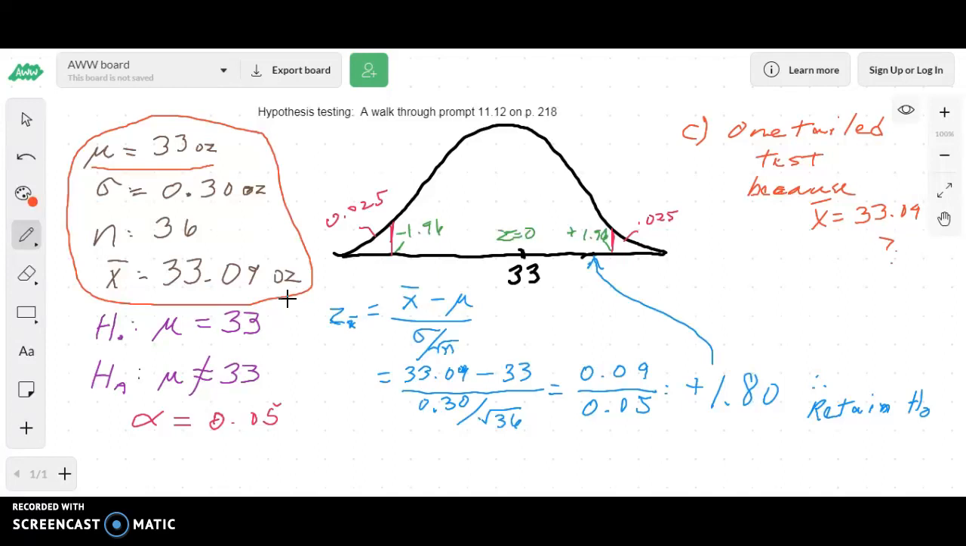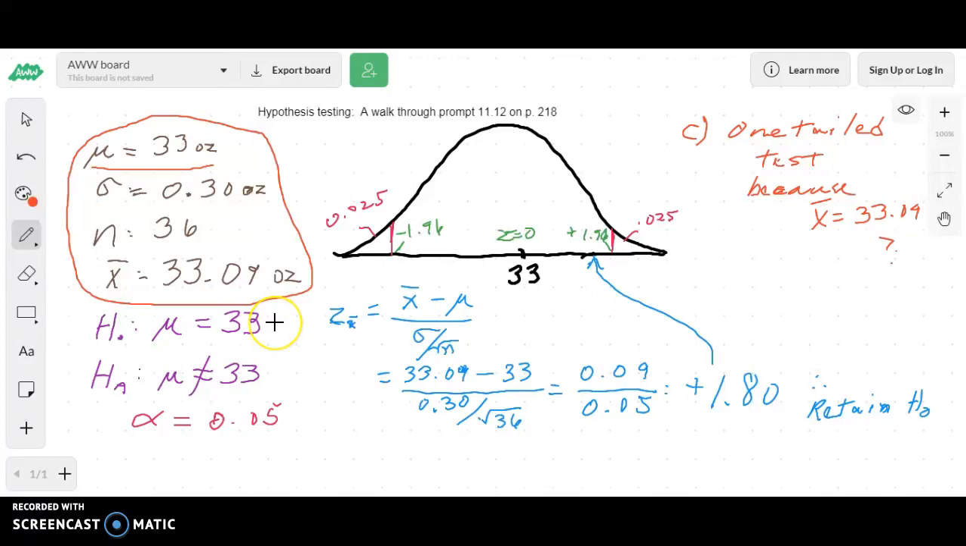Customarily, if the scenario of the problem does not give you a very specific greater than or less than indication, or if the research is looking for an improvement or a significant decrease in something, those are the cases where it would be a one-tailed test. But if it doesn't say either direction, then we need to account for both. So in this case, it's a two-tailed test.